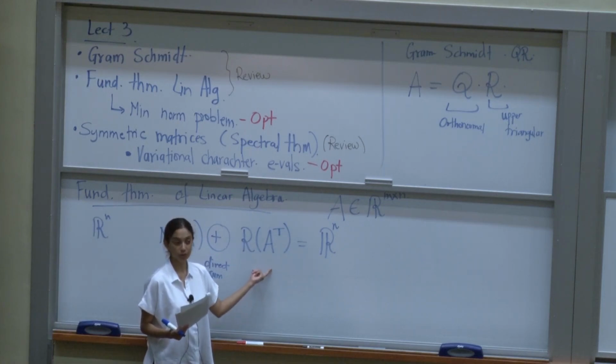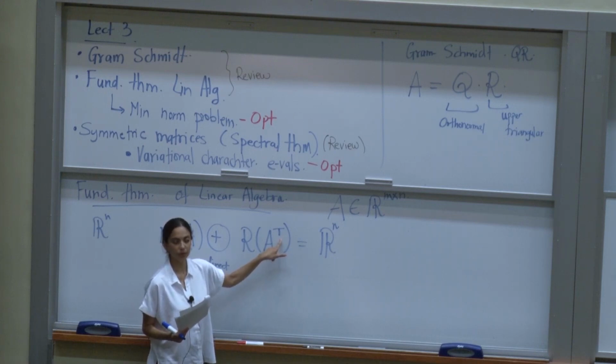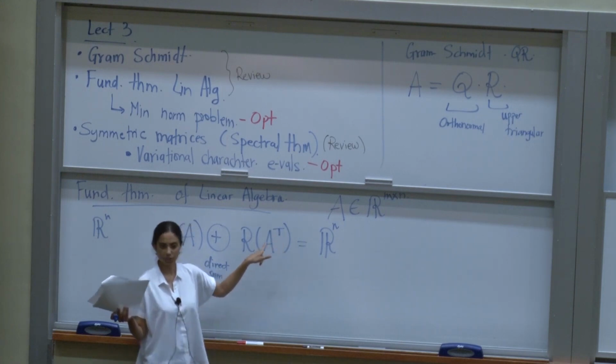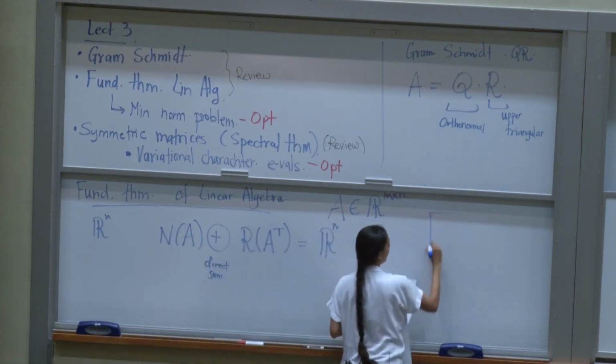Now, quick note to yourself. Would it be okay to write range space of A here? What would happen if I wrote range space of A here? Dimensions are wrong, right? So remember, A is, let's say, m by n.